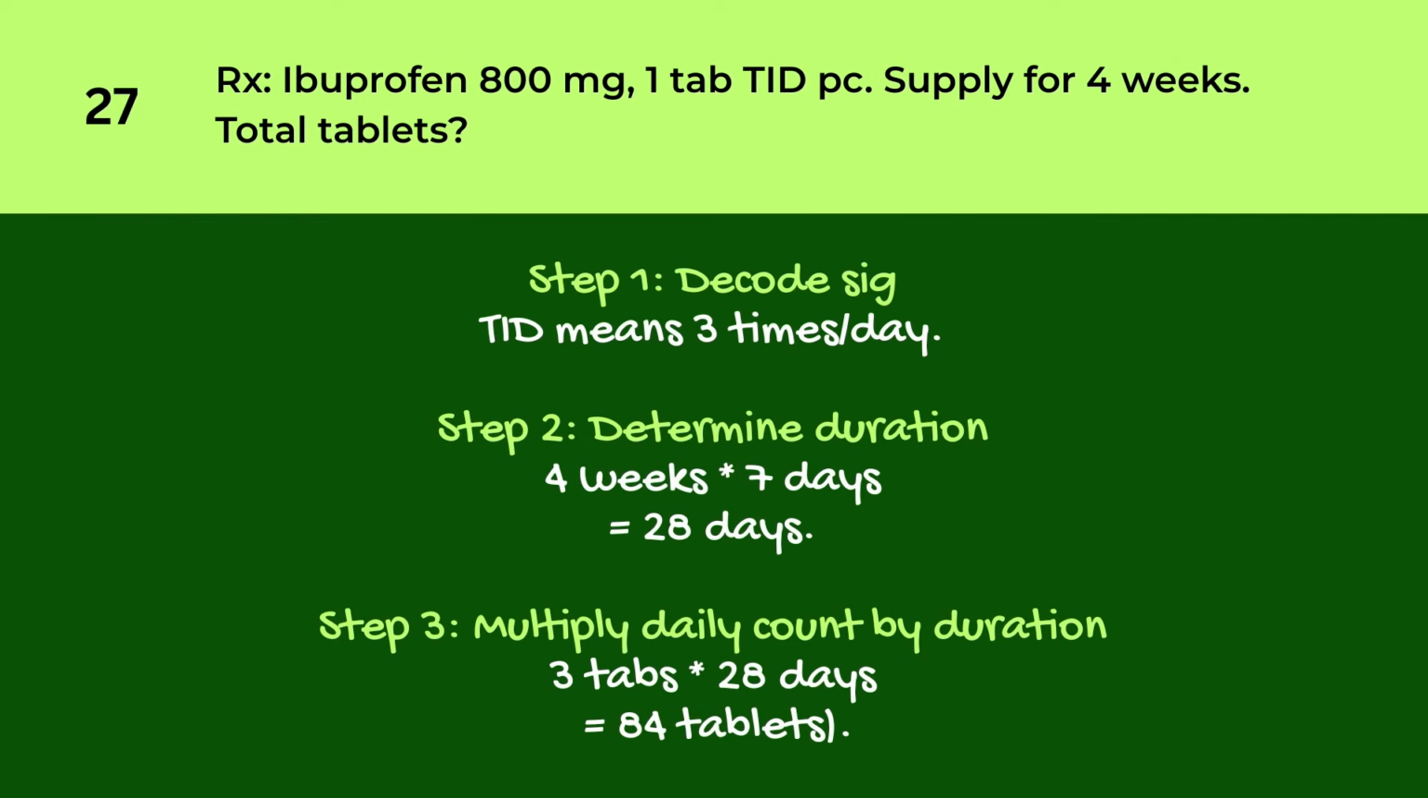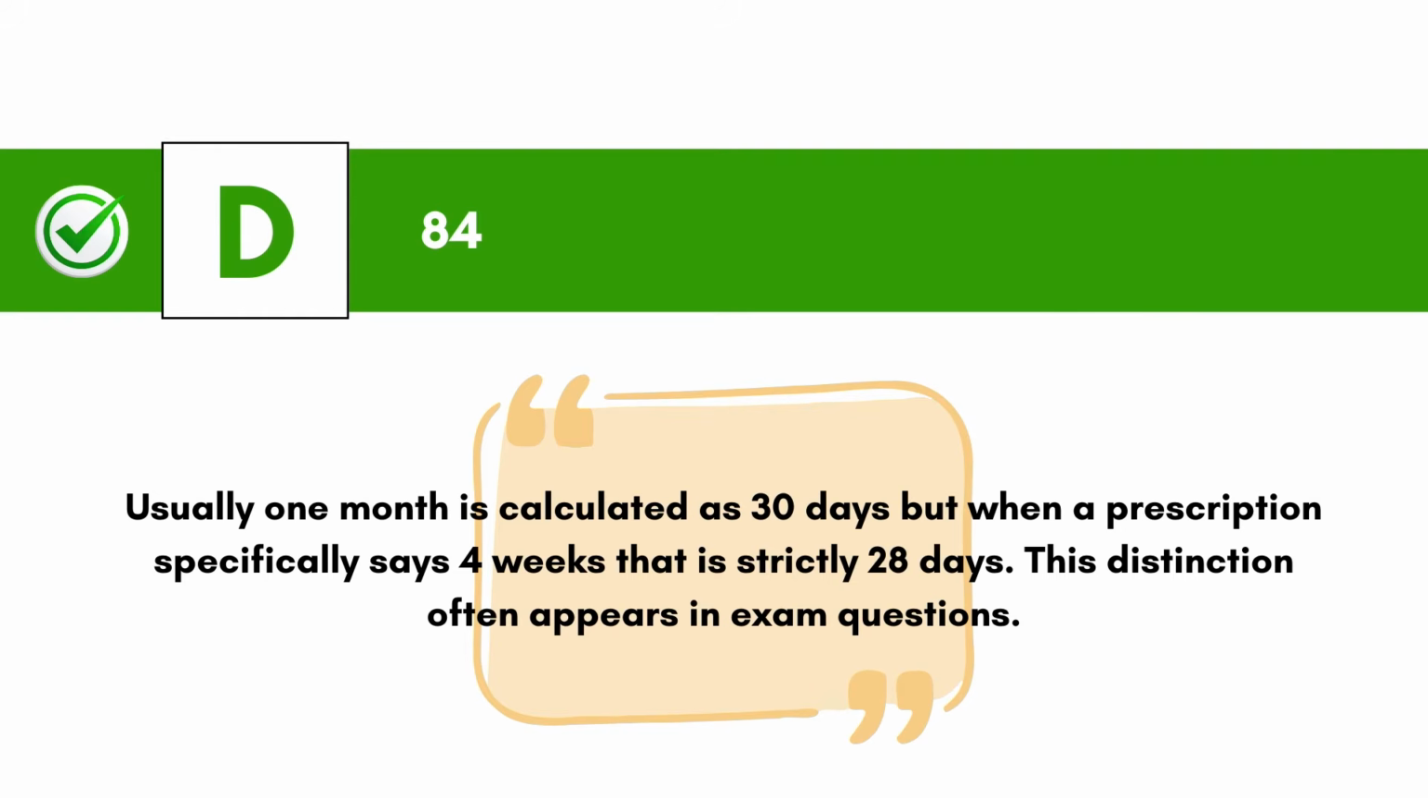Let's verify that. You got it. Option D is correct. Usually, 1 month is calculated as 30 days, but when a prescription specifically says 4 weeks, that is strictly 28 days.